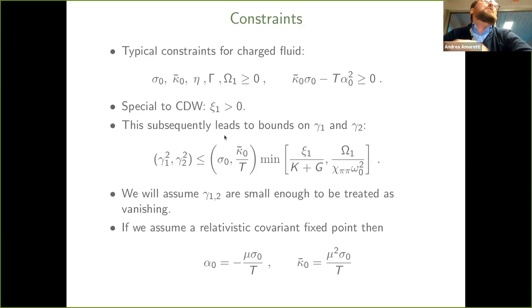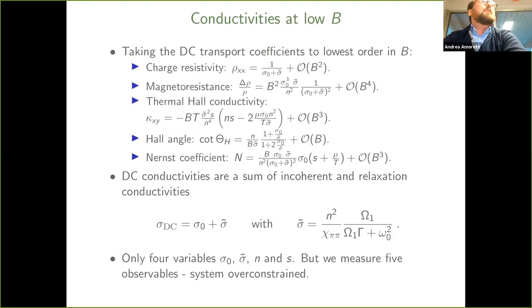And we also constrained the system to have a sort of relativistic covariance, like you can find in many holographic fluids. So basically, some of the transport coefficients are related to each other, in particular this alpha naught and kappa naught are related to this sigma naught in this way because of relativistic covariance. Then you just apply the Martin-Kadanoff method and you find the transport coefficients. If you restrict to the DC low magnetic field behavior, you find that this is the picture. So here we just extracted the transport coefficients that we measured before.